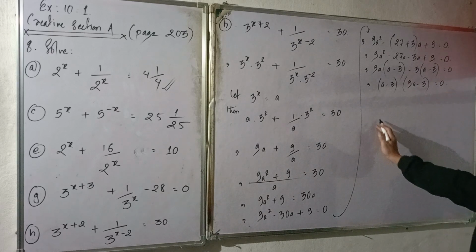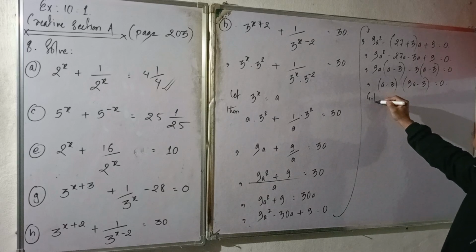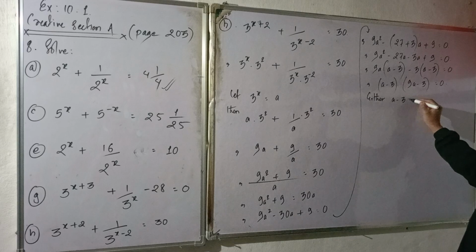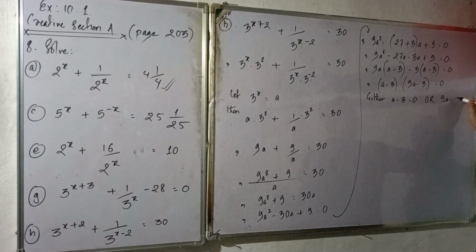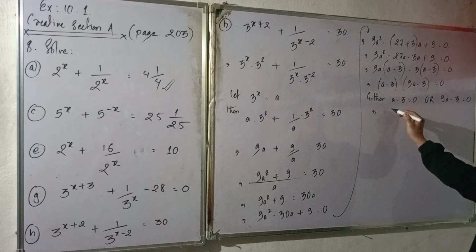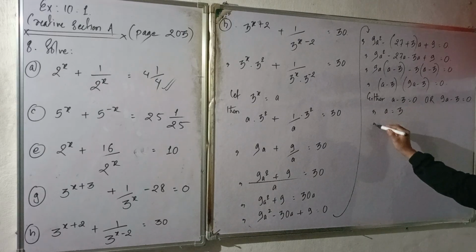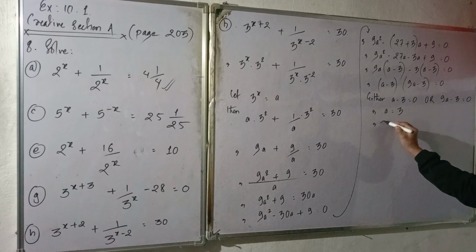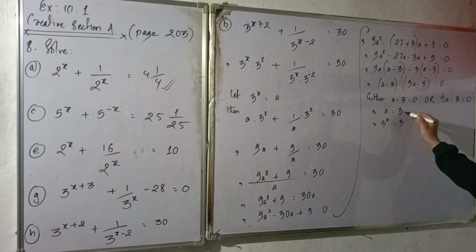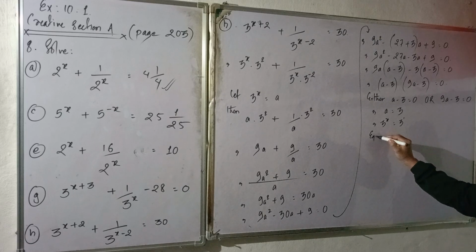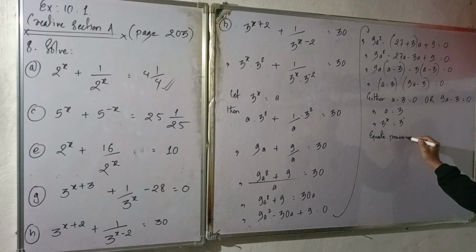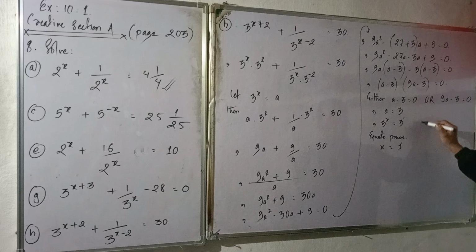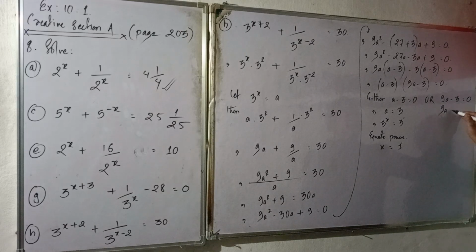Now you can do either a minus 3 equals 0, or 9a minus 3 is equal to 0. So a equals 3. Now try to replace the value of a by 3 power x. Now 3 power nothing means there will be 1 always. Now equate powers, you will get x equals 1. Similarly here also, 9a is equal to 3, or a is equal to 3 by 9.